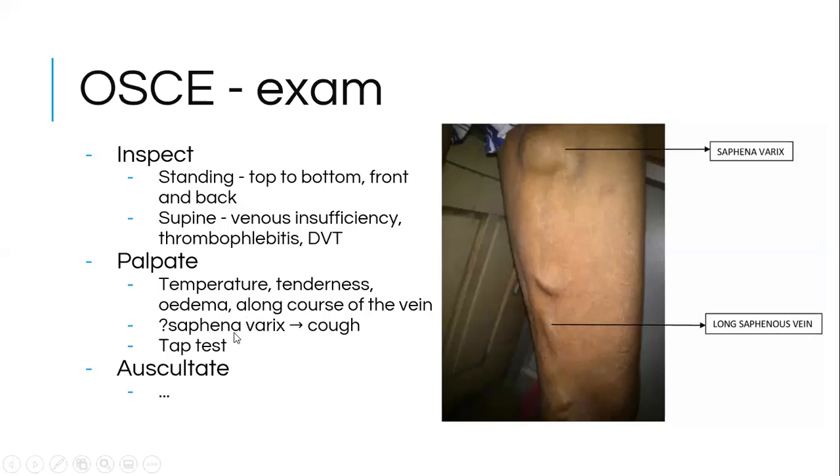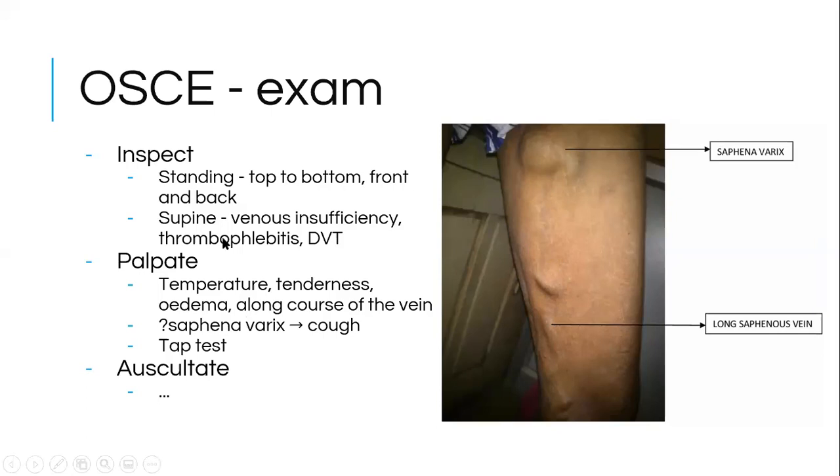You can also do something called a tap test. What you do is you tap over the saphenofemoral junction and you feel further down the leg along the saphenous vein for any transmitted vibrations. You shouldn't be able to feel anything further down because the valves should be blocking it. If the valves aren't working properly and you tap up here and can feel the tap down here, that indicates a venous problem. That is your tap test.